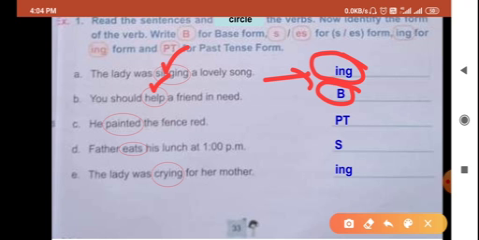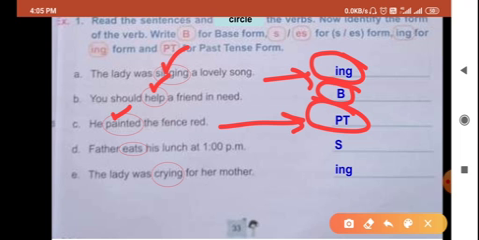The third sentence, C. He painted the fence red. It is a sentence of past indefinite tense. In past tense, the past tense form of the verb is always used. So the past tense form of paint is used here. That is why it is written painted. So we will write PT for past tense form.